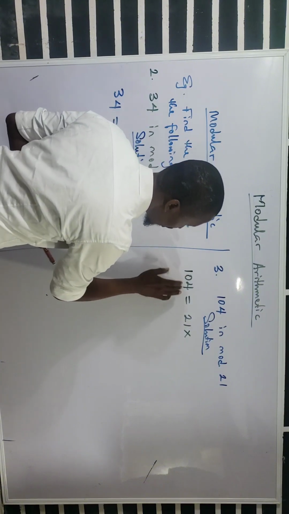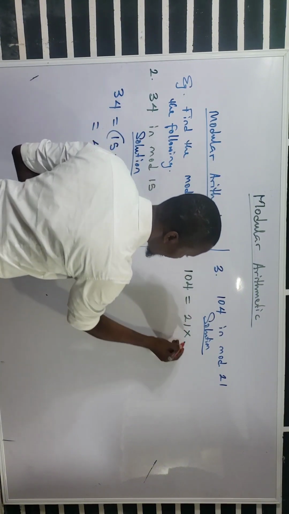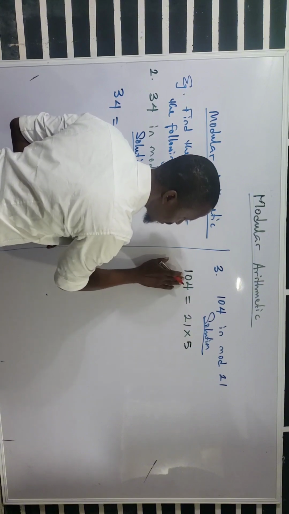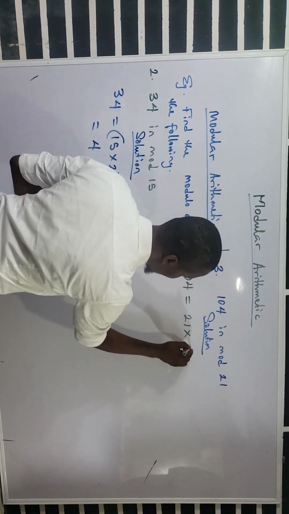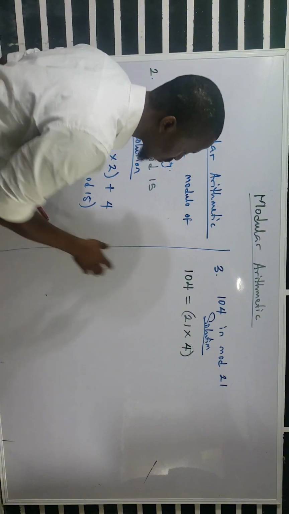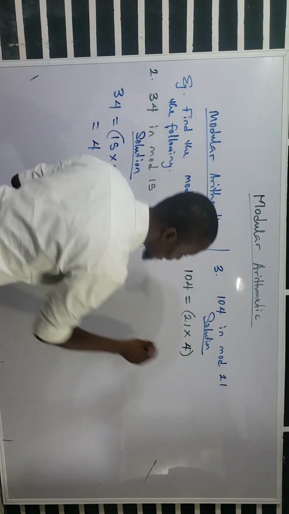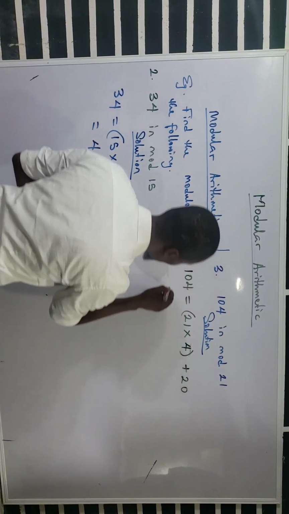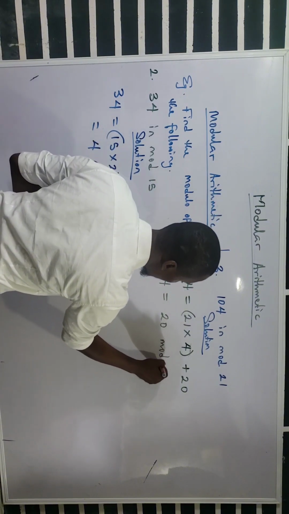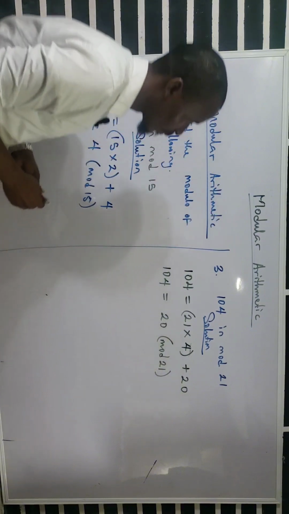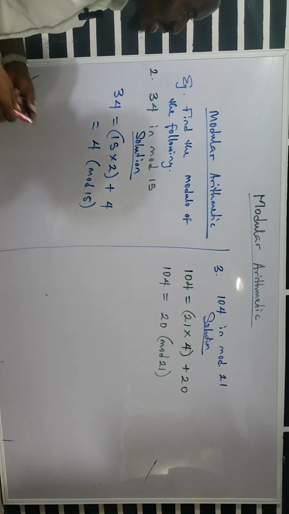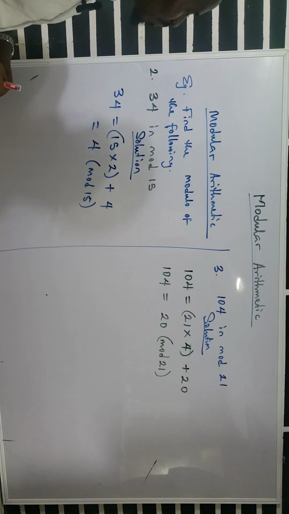So 104 in modulo 21, 21 times 5 will actually give us 105. So we go with times 4. So times 4 will give us 84. 84 plus which number will give us 104? 84 plus 20. So 104 equals 20 modulo 21. Okay, so we have solved about 3 examples in positive numbers in different modulos.